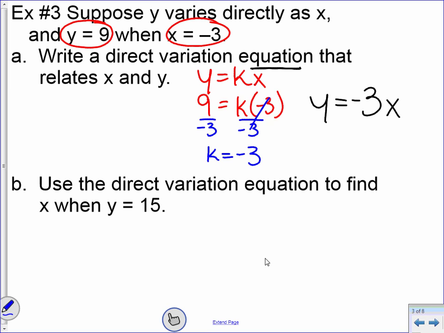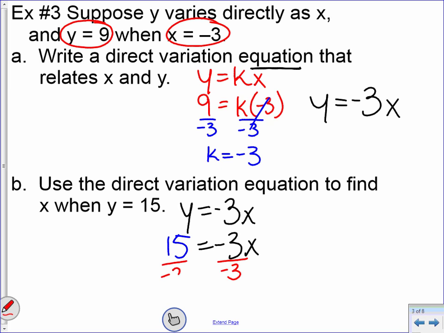Now part B here says use that equation to find x when y is 15. So if you're using that equation, y equals -3x, and you make the y into a 15, you're only left with one number to solve for. So you divide by -3, and you figure out that x equals -5. And that's how you solve for x, and that is a -5.